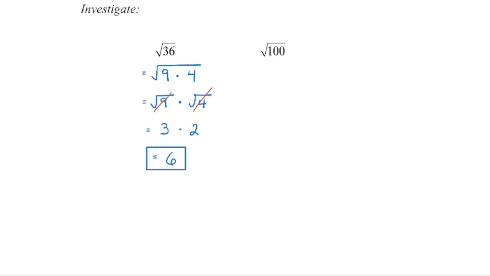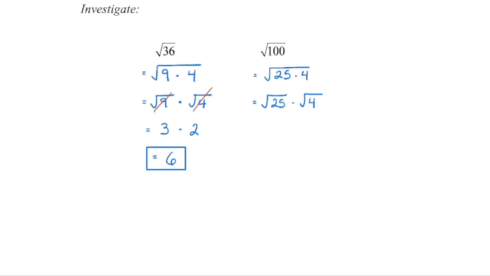Okay, let's try this again. So we have the square root of 100. What's a number that you know divides evenly into 100? And there are a few different options, but let's say you go with 25. 100 divided by 25 is equal to 4. So again, I'm going to write 100 as the product of 25 times 4, and then I'm going to split them up and just say the square root of 25 times the square root of 4.